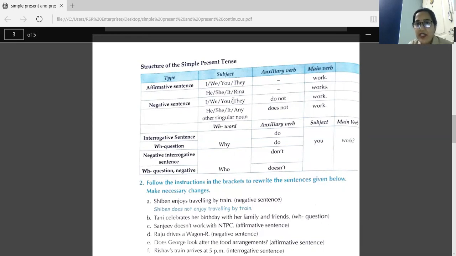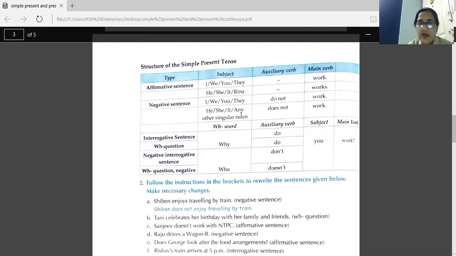Subject, again you have I, we, you, they. Now it's negative, so you have to use do not or does not. With plural subjects, we use do not, and also with I and you. I is singular, you is both plural and singular, but with them we use the plural formation. So we have do not here since it is a negative sentence, and with do not we have the work word without s or es.